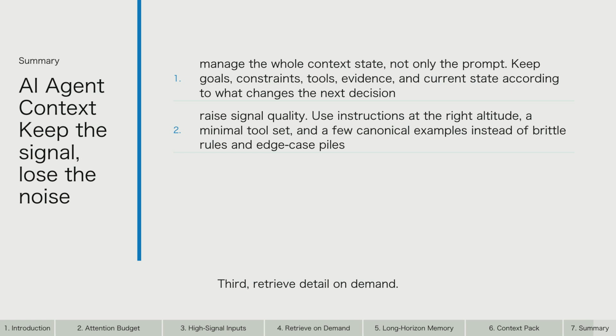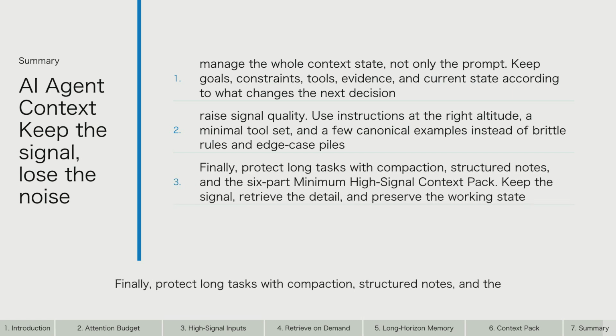Third, retrieve detail on demand. Keep stable essentials up front and let the agent progressively open changing or specialized material through clear references. Finally, protect long tasks with compaction, structured notes, and the 6-part minimum high-signal context pack. Keep the signal, retrieve the detail, and preserve the working state.